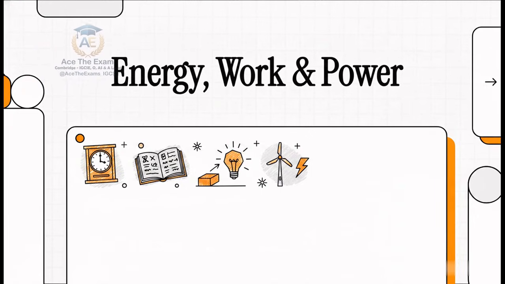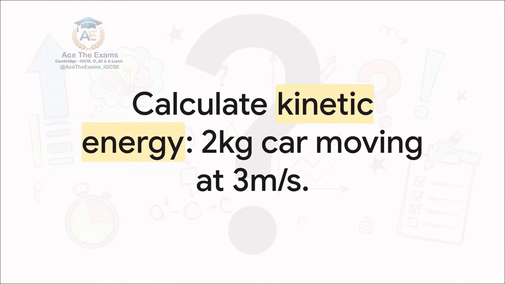We're looking at the foundational concepts of energy, work, and power. Let's look at exactly what you're up against right now. Consider this scenario. The paper says, calculate the kinetic energy of a 2 kg car moving at 3 meters per second. You immediately recall the formula, right? Kinetic energy equals 1/2 mass times velocity squared.